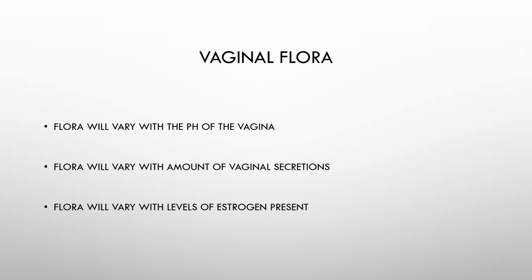There's a number of organisms that constitute normal vaginal flora. That flora will actually vary with the pH of the vagina. Lactobacillus, which is a chaining gram-positive rod, is normal vaginal flora that makes lactic acid, keeping the vagina pH slightly acidic at a pH of around 4 to 5. Most pathogens don't like that pH, and that keeps pathogens at bay. The flora will vary with the amount of vaginal secretions, and it's also going to vary with levels of estrogen.